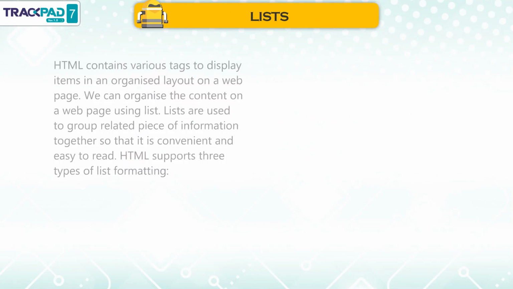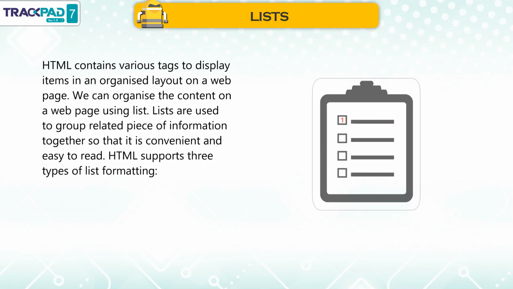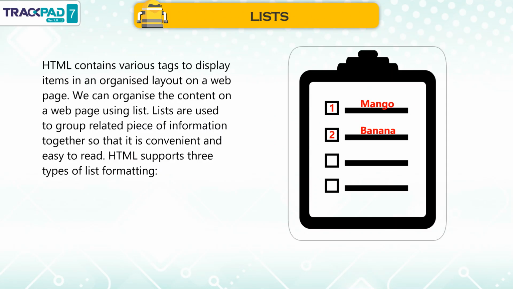Lists. HTML contains various tags to display items in an organized layout on a web page. We can organize the content on a web page using lists. Lists are used to group related pieces of information together so that it is convenient and easy to read. HTML supports three types of list formatting: ordered list, unordered list, description list.